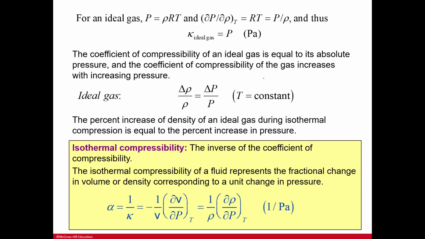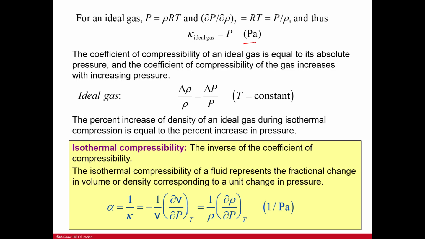So for an ideal gas, P equals rho RT, and here are the conversions. Basically what that equates to is the compressibility factor: K ideal for an ideal gas is equal to P, in units of pascals. The coefficient of compressibility of an ideal gas is equal to its absolute pressure, and the coefficient of compressibility of the gas increases with increasing pressure. So it's just saying that it has a like relationship. And here's the ideal gas as well.